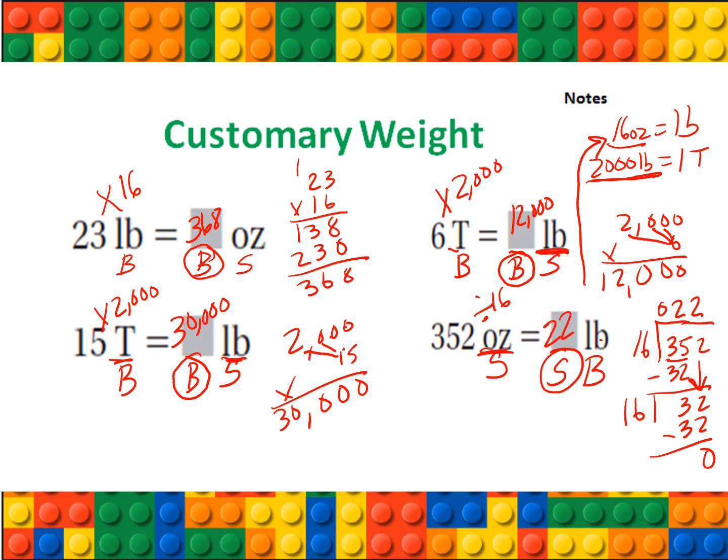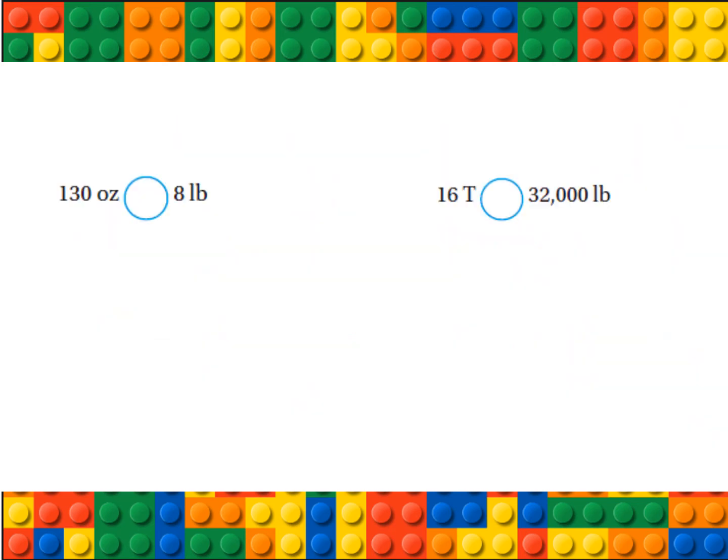All right. Again, nothing has changed. We use the same strategy for every type of measurement. Okay. Last slide here. How am I going to compare them using less than, equal to, or greater than? Write my conversion. 16 ounces equals 1 pound. 2,000 pounds equals 1 ton.